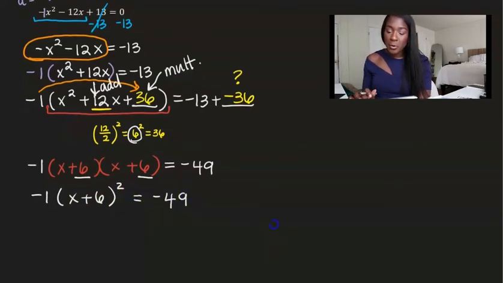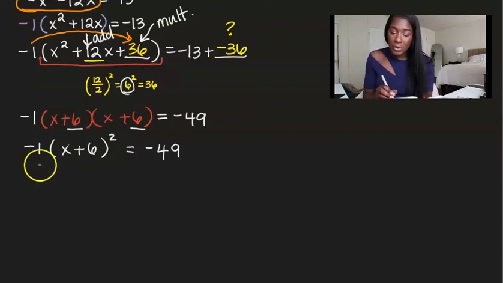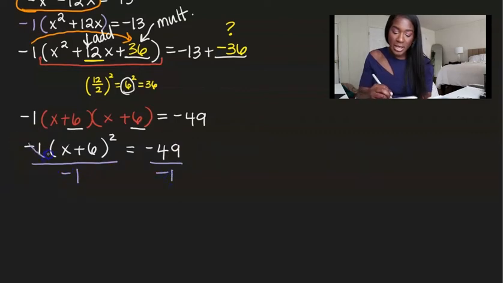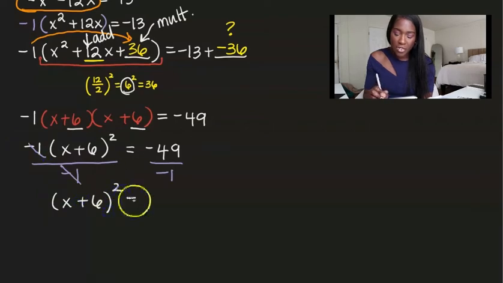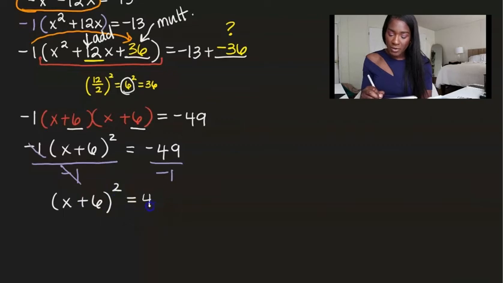To use the square root method to solve this by completing the square, we need to isolate this x plus 6 squared. We need to get that by itself. And so to do that, we're going to divide both sides of this equation by the negative 1 so that that coefficient will cancel and just leave us with x plus 6 squared on the left side of the equation. On the right side of the equation, negative 49 divided by negative 1 gives us a positive 49.